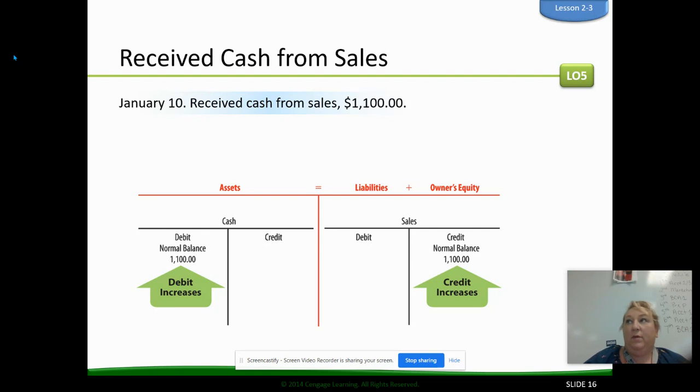And we're going to add that when you're in class. I'm going to have you take out your 3x5 card, and we're going to add this to the back of your 3x5 card. So my cash is going up, my sales are going up. I have my debit equals credit, and my plus equals plus.